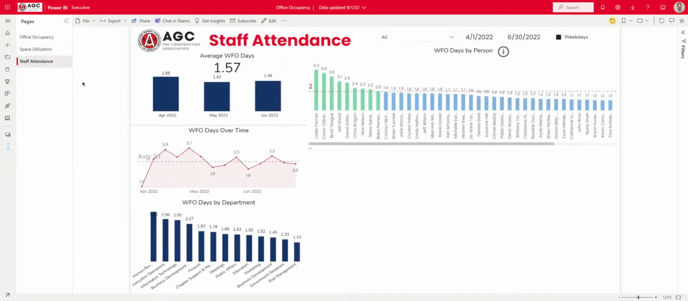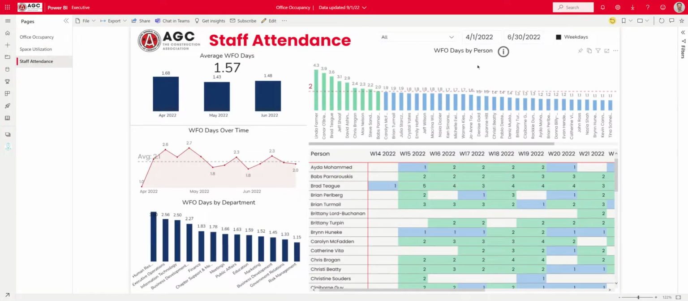Last, we have a view of the staff attendance. Again, for this time period, this is the average of work from office days. This is the same metric over time and by department. And what we see here is by week how many days a staff member has been working from the office. It's the same view, an average for this time period.